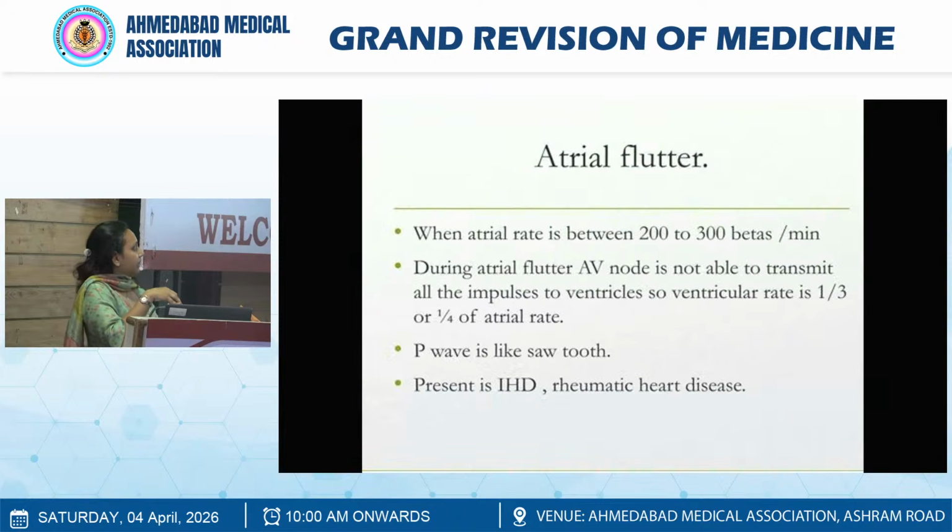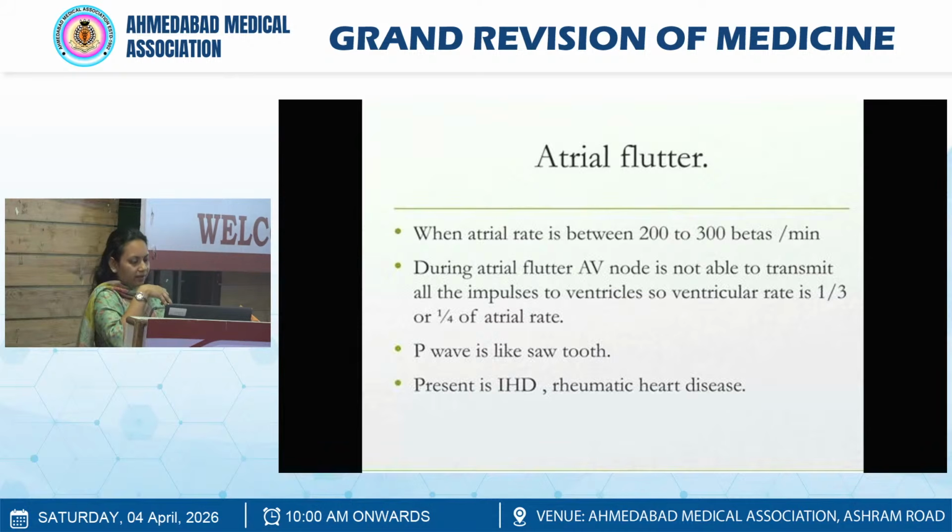Now comes the atrial flutter. When the atrial rate is between 200 to 300 beats per minute, the impulse goes from the SA node to the AV node, and from the AV node through the Purkinje fibers to the ventricles. But when the AV node is not able to transmit all the impulses to the ventricles, the ventricular rate is 1/3 or 1/4 of the atrial rate.